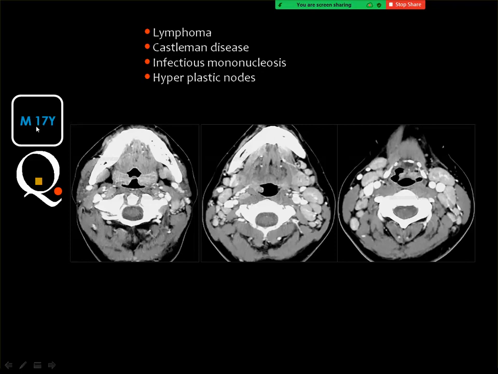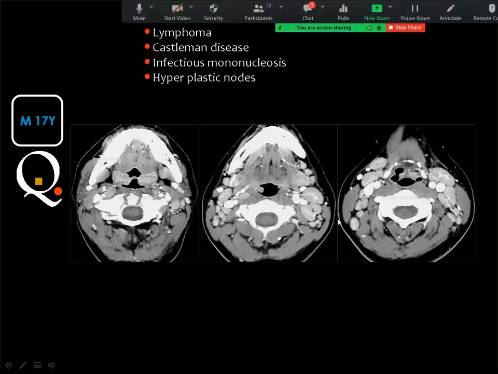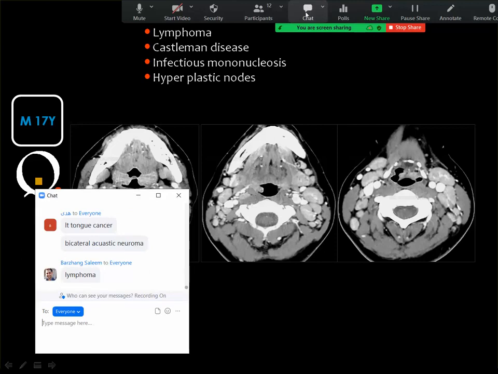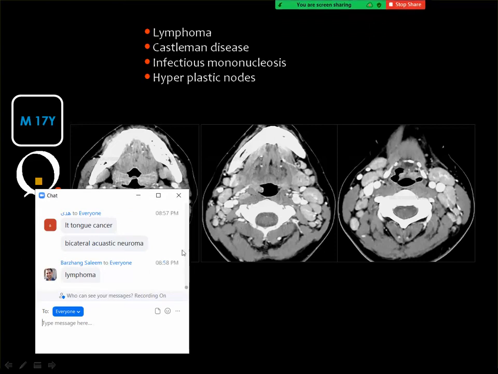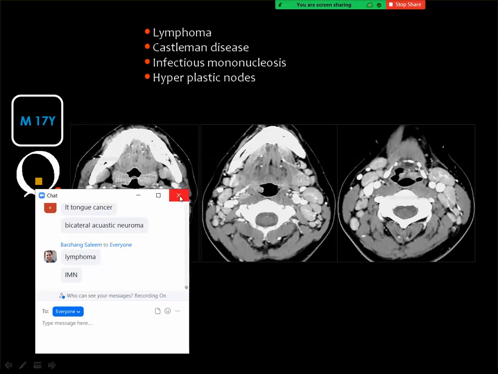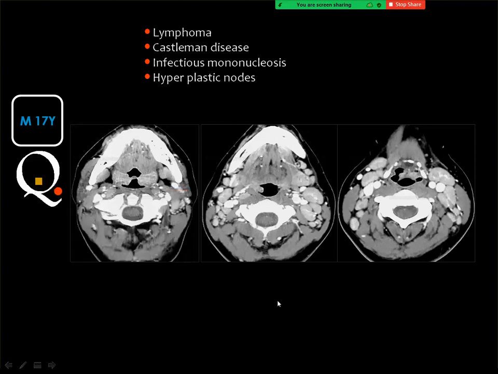This is a male patient, 17 years old, with a lot of homogeneously enhancing lymph nodes in the neck. And these are the possibilities: lymphoma, Castleman disease, mononucleosis, hyperplastic lymph nodes. Lymphoma, yes, one of the possibilities, of course, but infectious mononucleosis is the right answer.